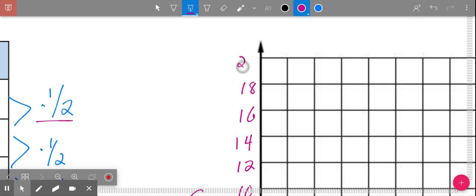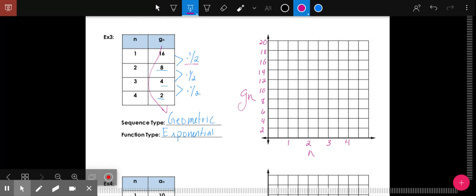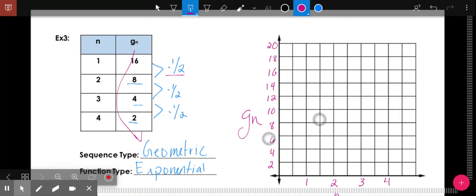All right, so now we just need to plot all of our points. Maybe if I can zoom in a little bit. There we go. So our first one is at 1, 16. So 1 up to 16. I have 2, 8, so 2 up to 8. 3, 4, so 3 up to 4. And 4, 2, and so 4 up to 2.